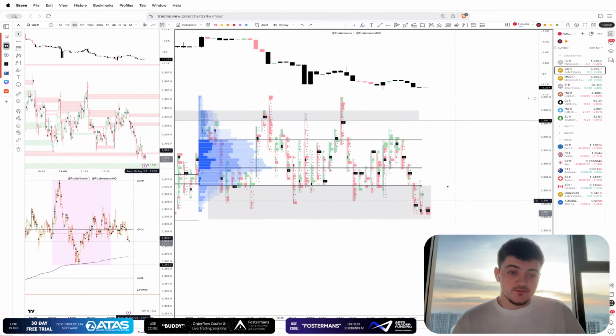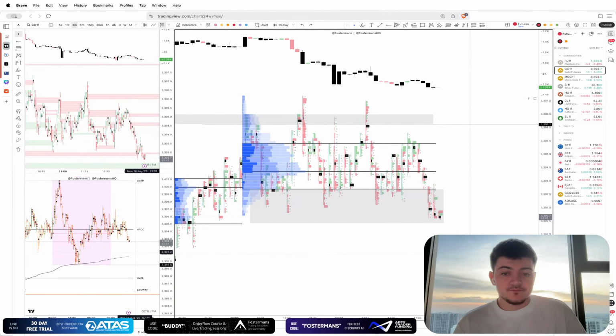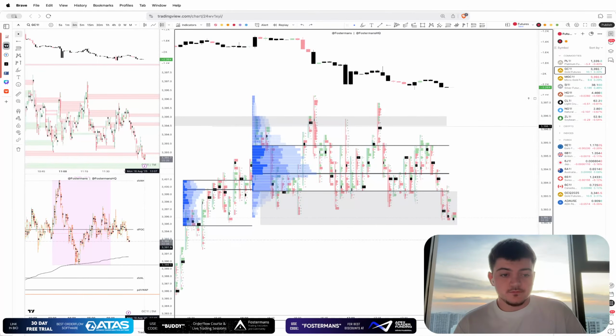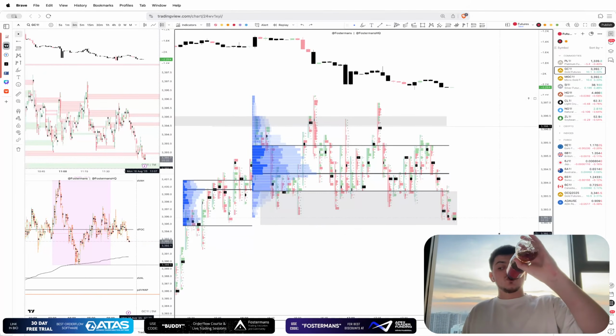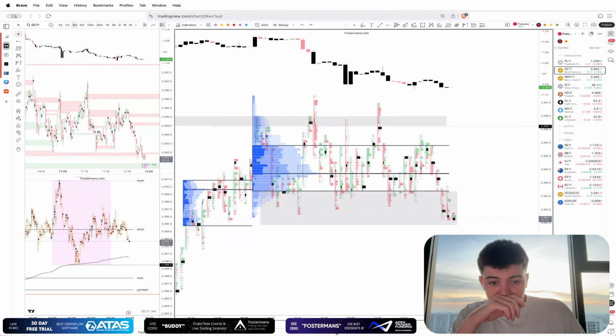We just rejected off that value area low from that whole entire range. Yeah, I hate a short hanger.